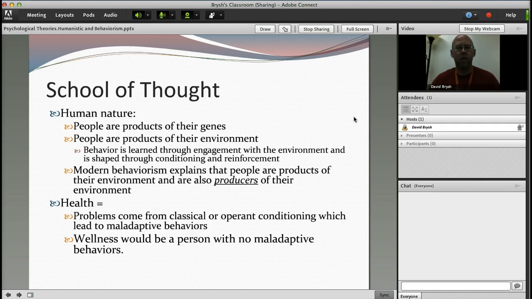You know, similar environments equals similar outcomes, they would say. Now, modern behaviorism explains not just that people are products of the environment, or that the environment acts on them, but that you actually act on your environment, right? Humans do this all the time. I acted on my environment today, right?